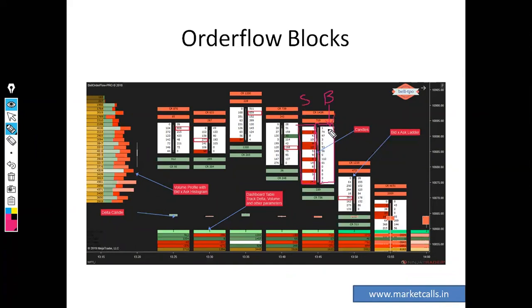So if I add all the buyers and if I add all the sellers, then my delta is nothing but the summation of buyers minus the summation of sellers. Probably you heard about summation during your college studies or in your high school studies. Right? So summation is nothing but total number of buyers minus total number of sellers. That's a delta. You can see here in this particular candle, the delta is negative 119. Right? So all are represented in terms of contracts.